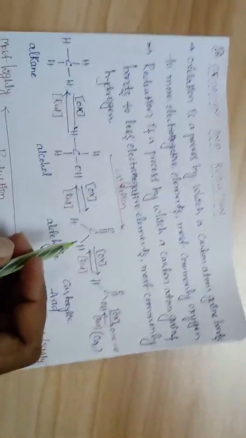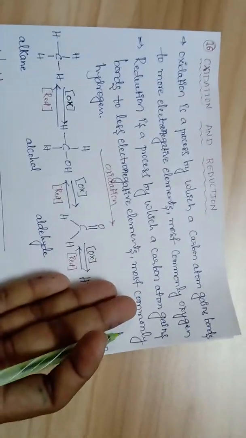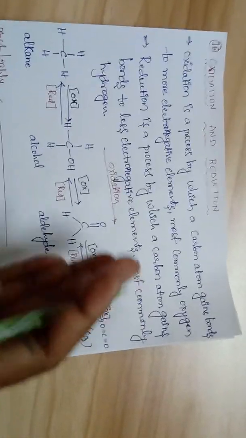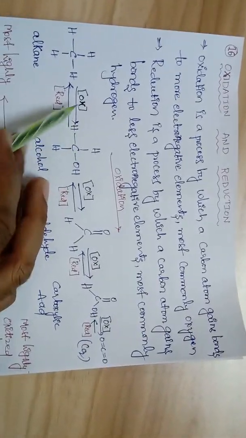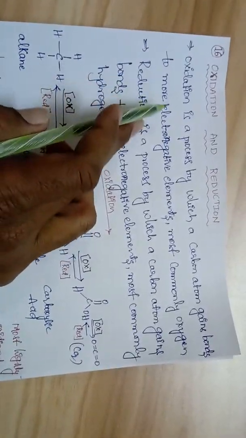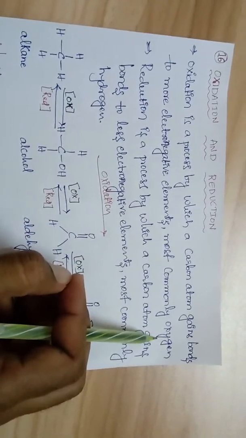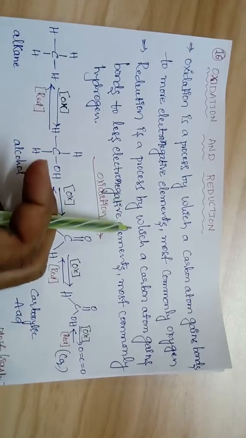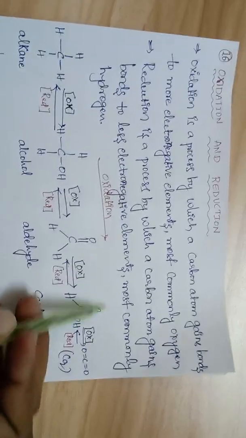Next, coming to the common words everyone knows, but again I want to remind you: what is oxidation and reduction? Oxidation is the losing of hydrogen and gaining of oxygen. That is the common definition. Oxidation is the process by which a carbon atom gains bonds to more electronegative elements, most commonly oxygen. Next, what is reduction? Reduction is the process by which a carbon atom gains bonds to less electronegative elements, most commonly hydrogen.